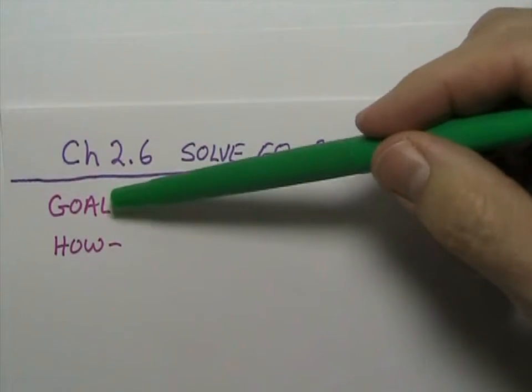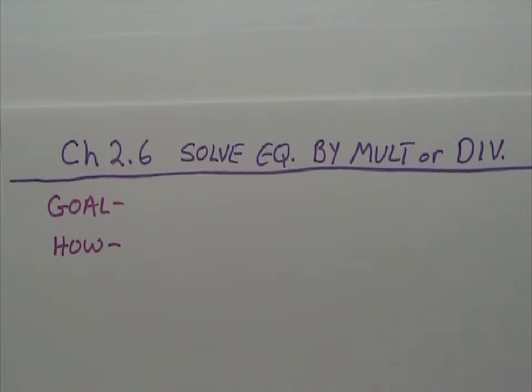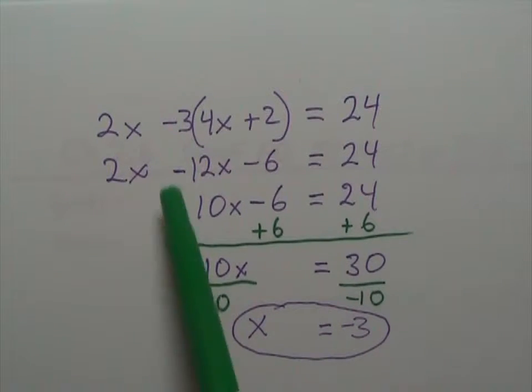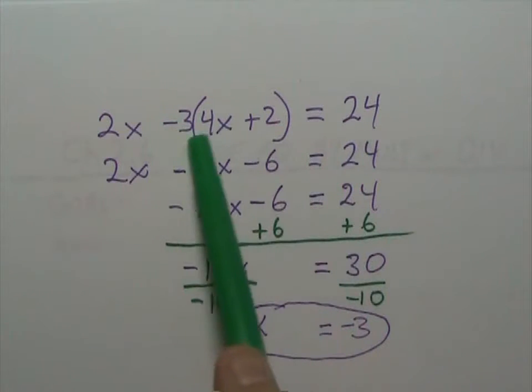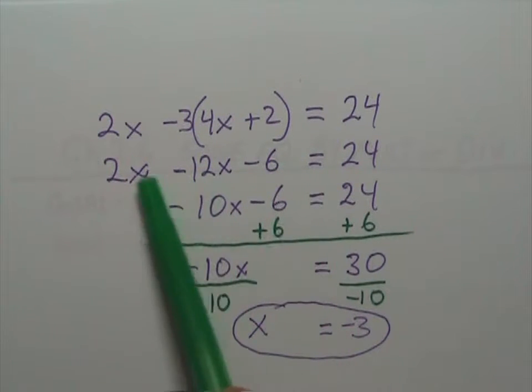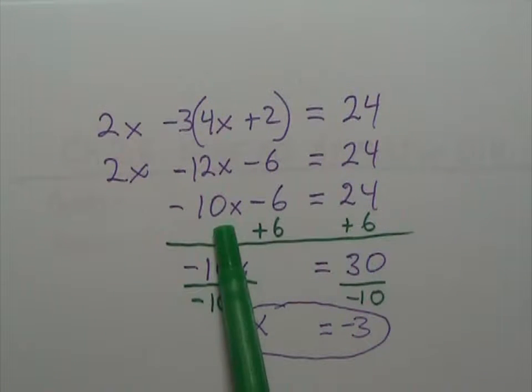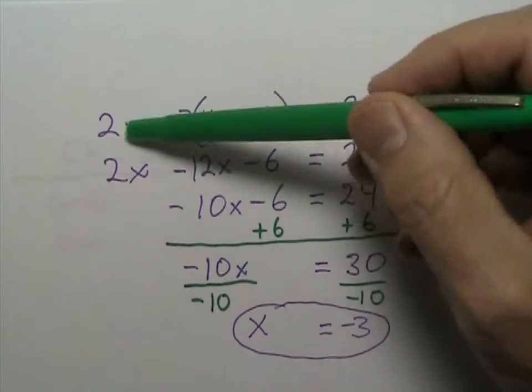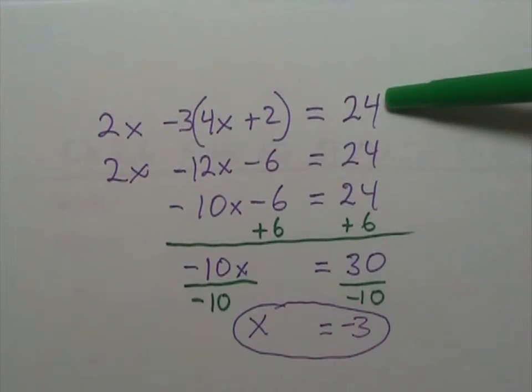Okay, let's talk about what the goal is. Now, don't write this, but take a look at this problem. Notice I have an equation like this. I use distributive property. Then I combined like terms. Then I added 6. Then I divided by -10. And my answer was -3. X is -3. This is the solution. It's the only number that I can put in here, so the left side equals the right side.